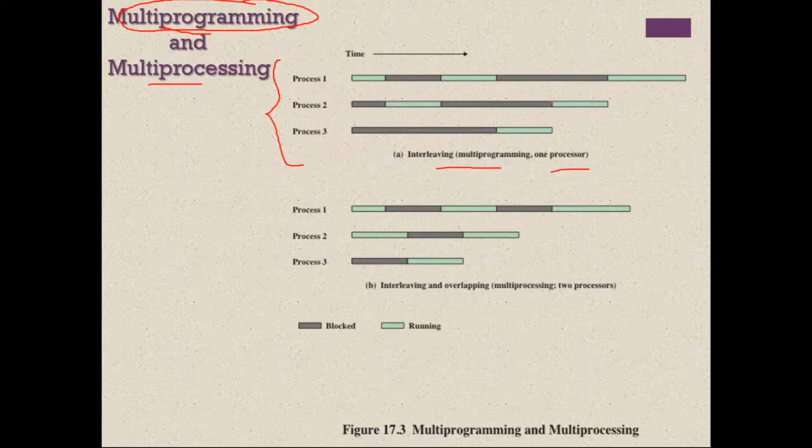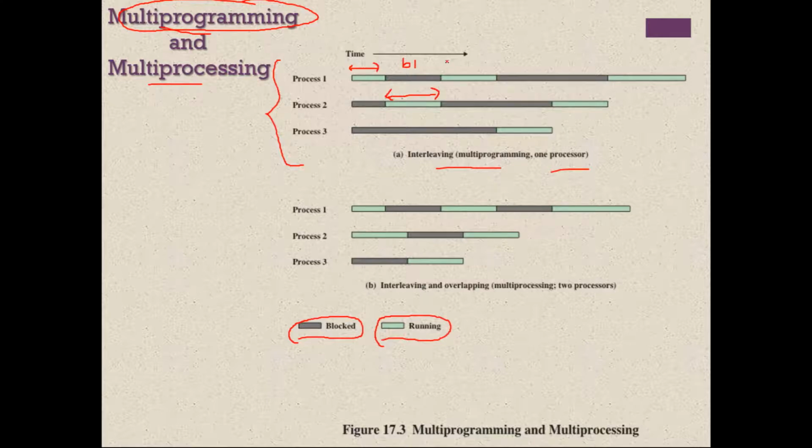The green represents whenever the processor is busy, the processor is running, and black represents that during that time that particular process is blocked. Green shows which process the processor is running, and black shows that the process is blocked. So here there are three processes: process 1, 2 and 3. Initially the CPU is executing process 1 for some time, then process 1 is blocked. Here you can see it is blocked. During this time the CPU is executing process 2.